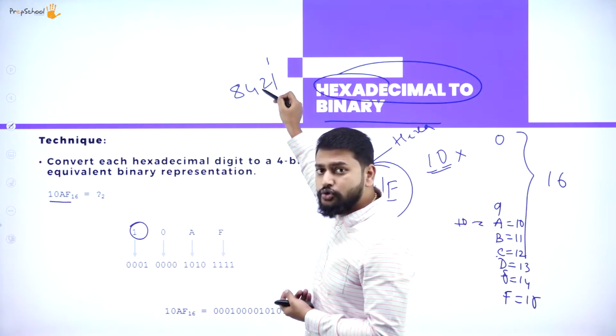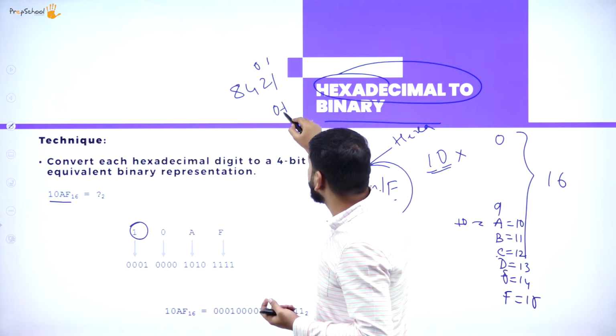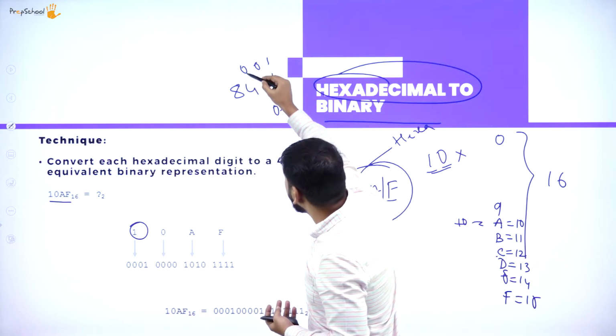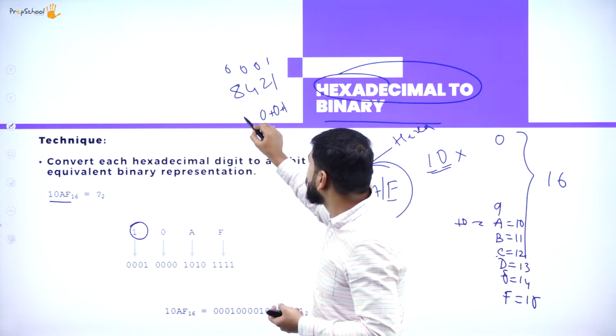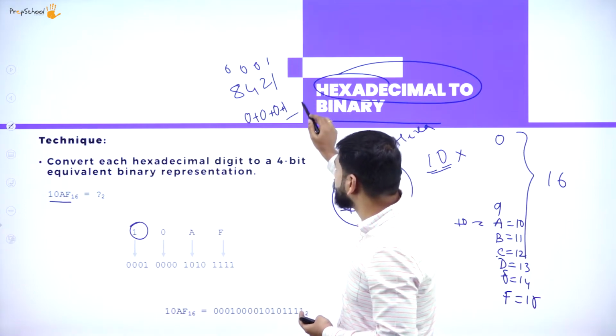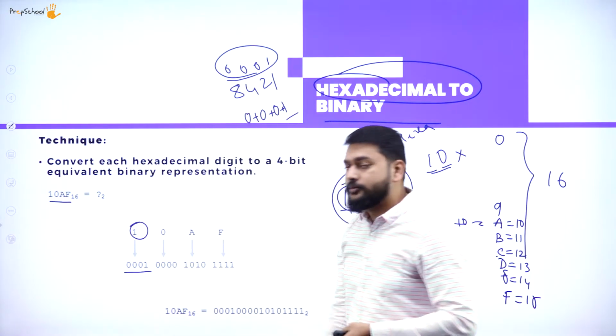Okay. So do I need 2? No, I don't want it. I will make it 0. So 0 into anything is 0. All right. Do I need 4? No, I don't want it. So 0 into anything is 0 again. I don't need 8 also. So 0 plus 0 plus 0 plus 1, I got 1. So what is the code here? 0001. So I write 0001.